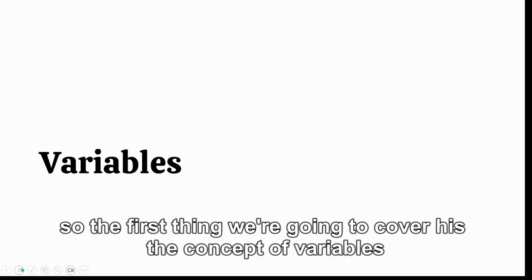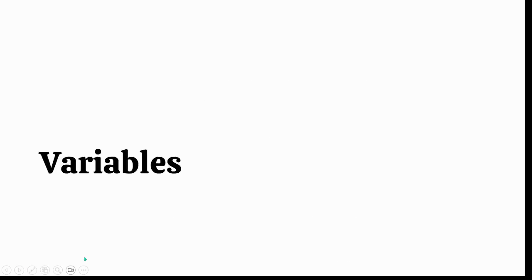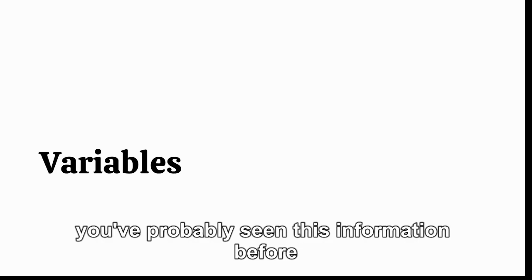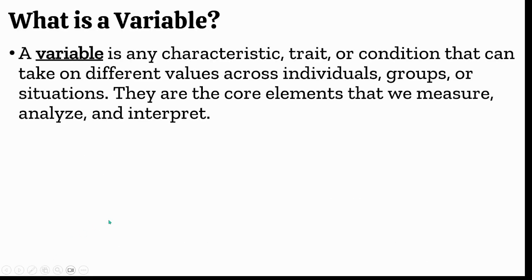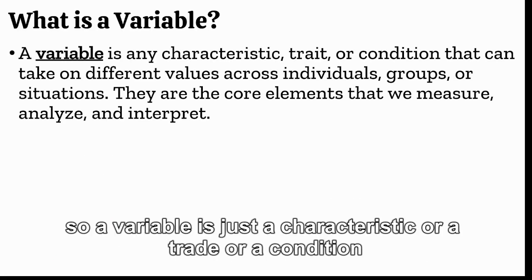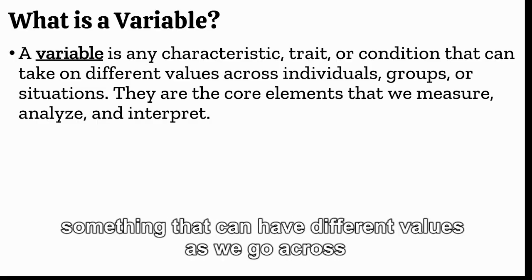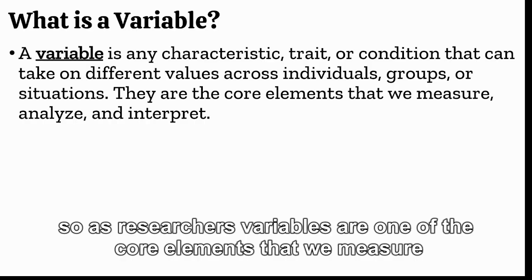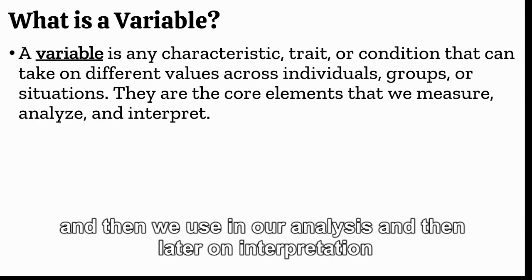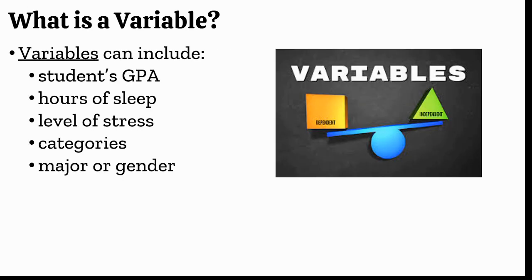So the first thing we're going to cover is the concept of variables. You've probably seen this information before, but it's a great place to start because without a thorough understanding of variables, it's going to be difficult to understand the methodology that we're going to talk about. So a variable is just a characteristic or a trait or a condition, something that can have different values as we go across individuals or groups or situations. So as researchers, variables are one of the core elements that we measure and then we use in our analysis and then later on interpretation.